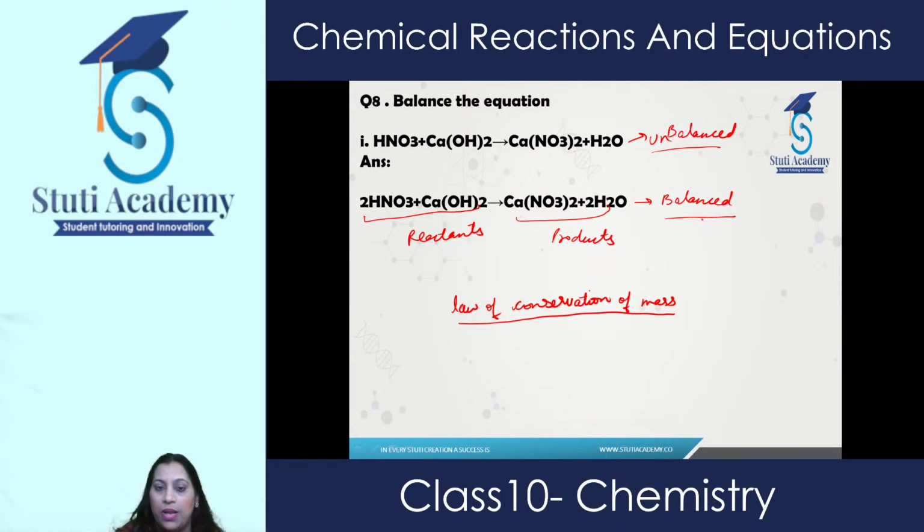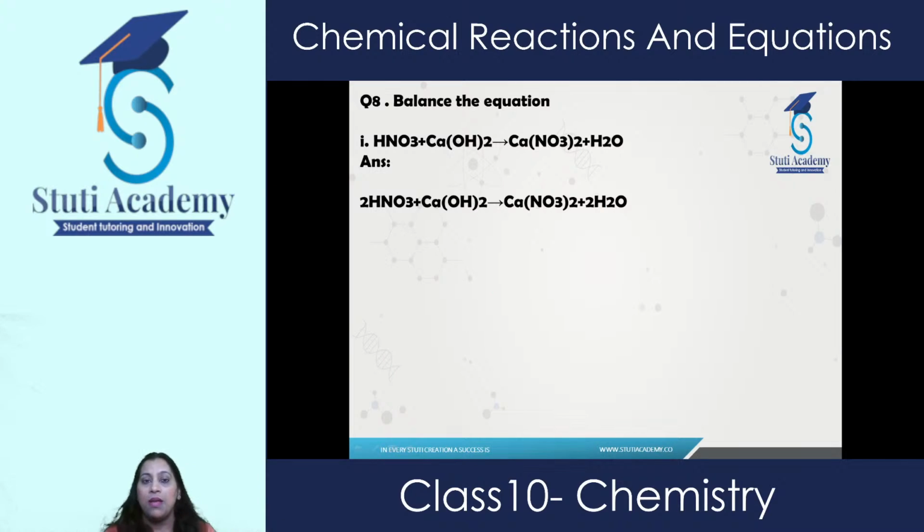balanced and unbalanced ones, reactants and products, when we are representing any chemical equation. What is a chemical equation? How will you define it? If a question comes in the exam, define chemical equation, what will be your answer? A chemical equation is one in which one or more substances react with each other to form a new product. That kind of reaction is known as a chemical reaction.